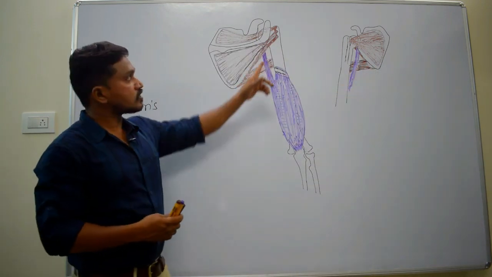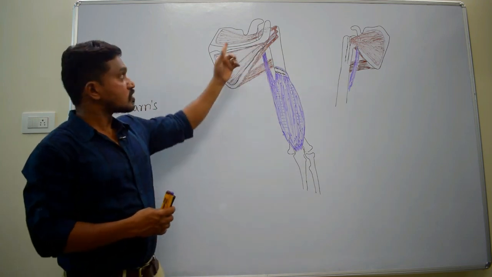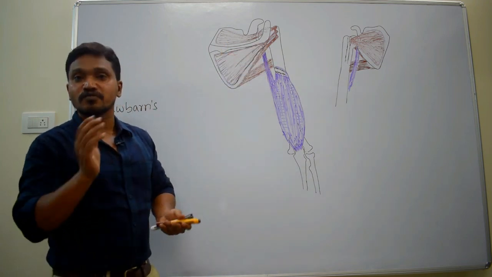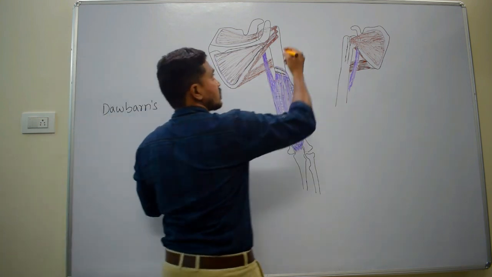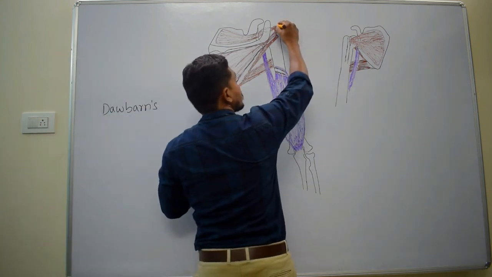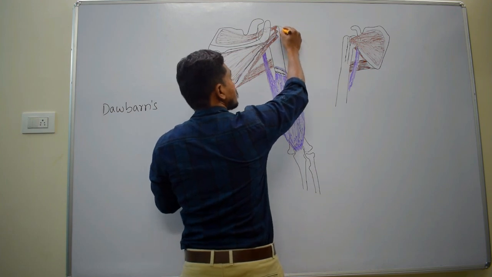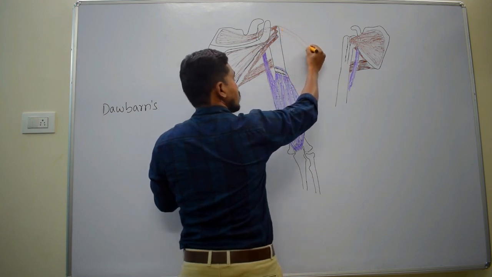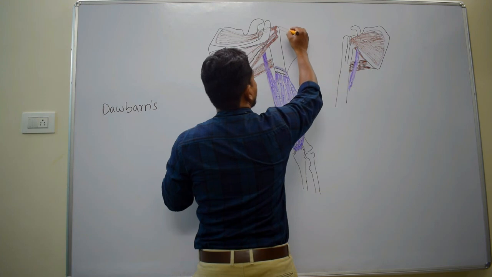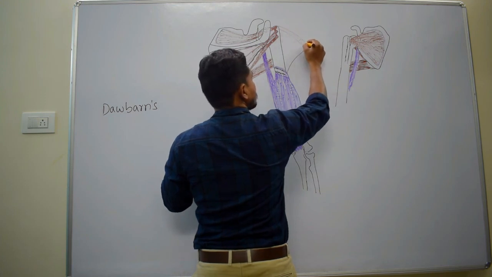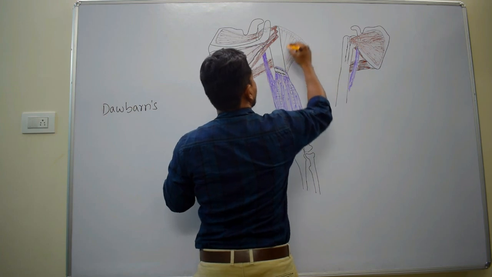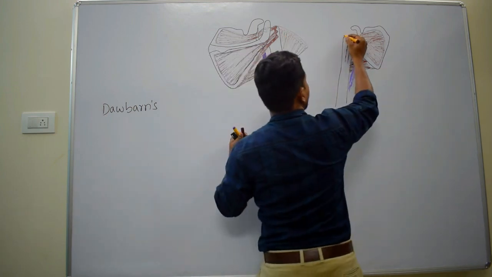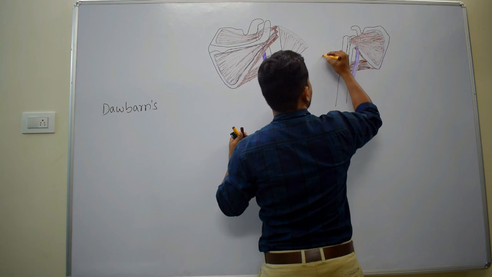Actually, if you want to see all these insertions of scapular region muscles, you have to reflect the deltoid muscle. Then only you can see. That's why here I am drawing the reflected part of the deltoid muscle. These are the cut sections of muscle fibers and these are the muscle fibers. So what is this muscle? This is the deltoid muscle. If I draw this side also, this is the deltoid muscle.